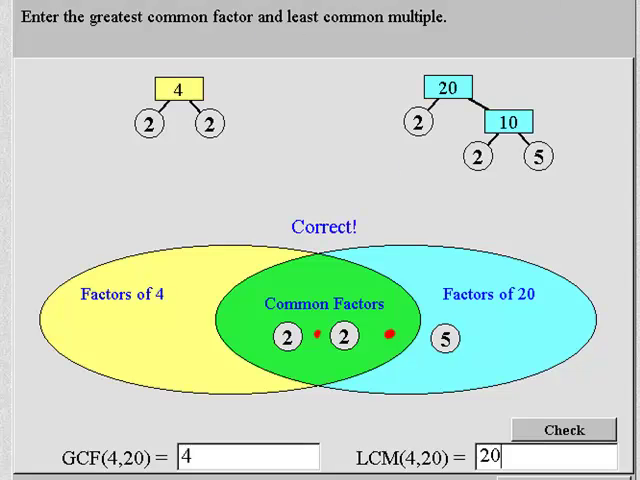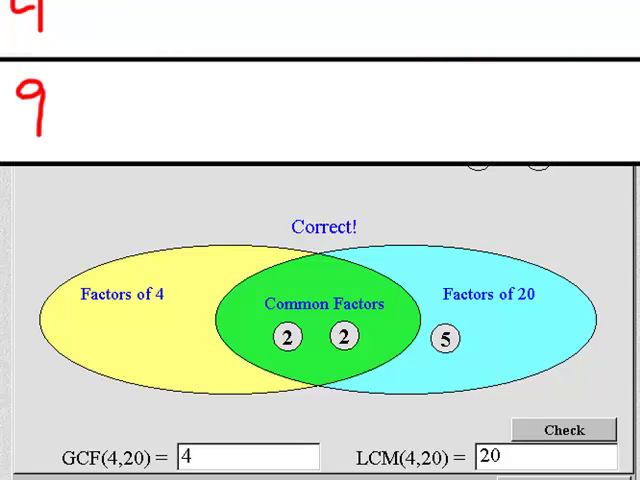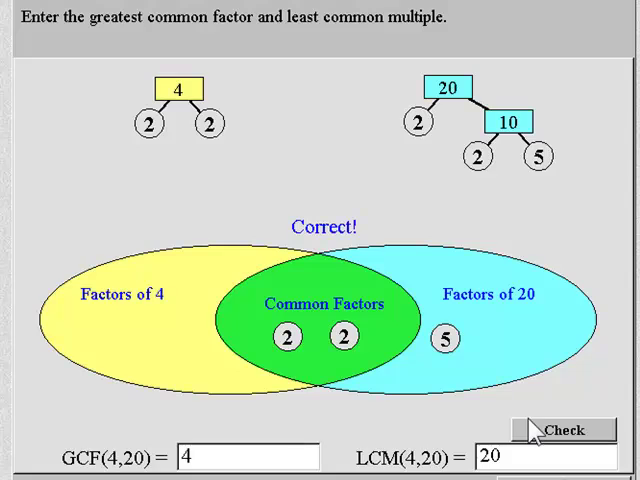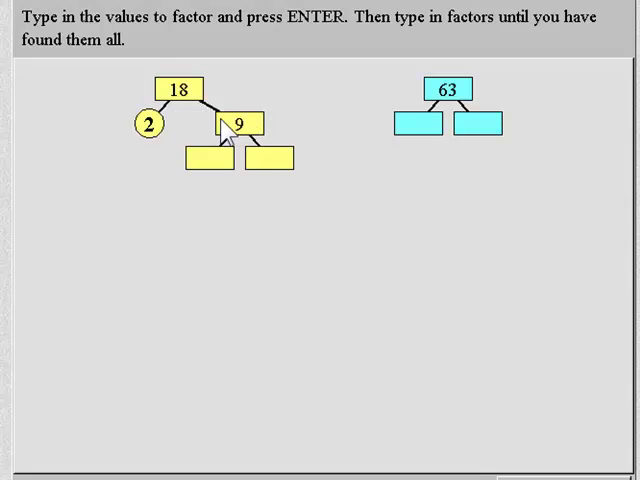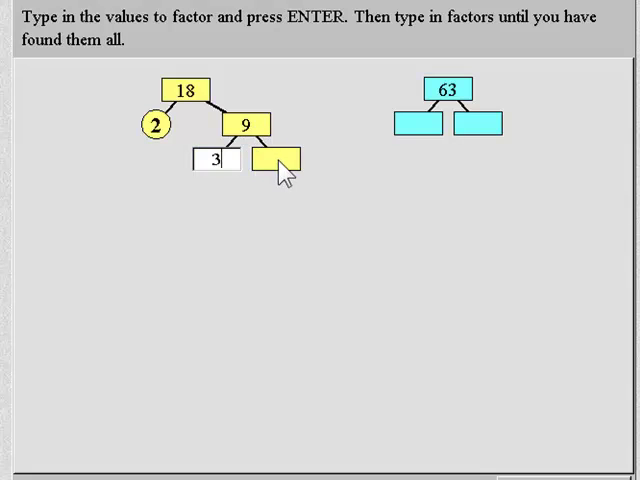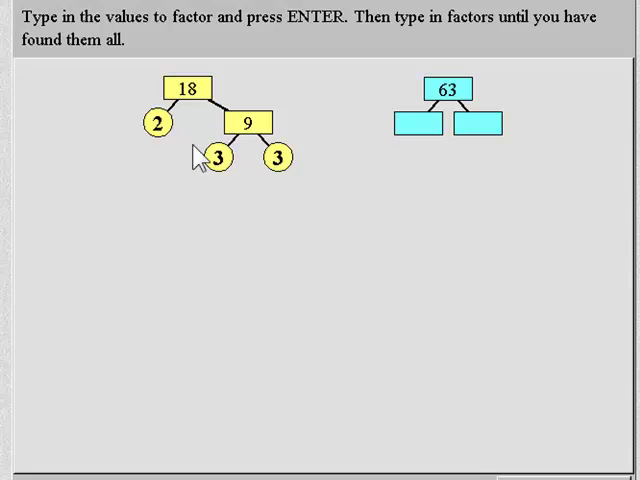So let's move on from here and take a look at our other pair of numbers, which was 18 and 63. Once again, this is the prime factorization method, so we are going to find prime factors. 2 times 9 is 18, but 9 is not prime. But if I do 3 times 3, those are both prime, and I'm done. Prime factorization of 18 is 2 times 3 times 3.